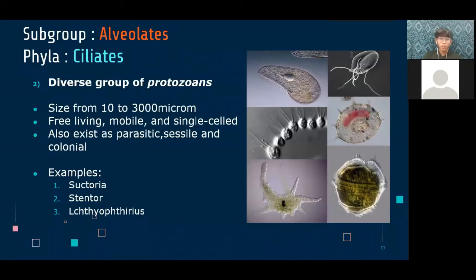The second example of ciliate is protozoan. The size range of protozoan is from 10 to 3000 micrometers. Protozoan is free-living, mobile, and single-celled. The meaning of mobile here is that it can move from one place to another. Protozoan also exist as parasitic, social, and colonial. There are three examples of protozoan, which are Vorticella, Stentor, and Ichthyophthirius.